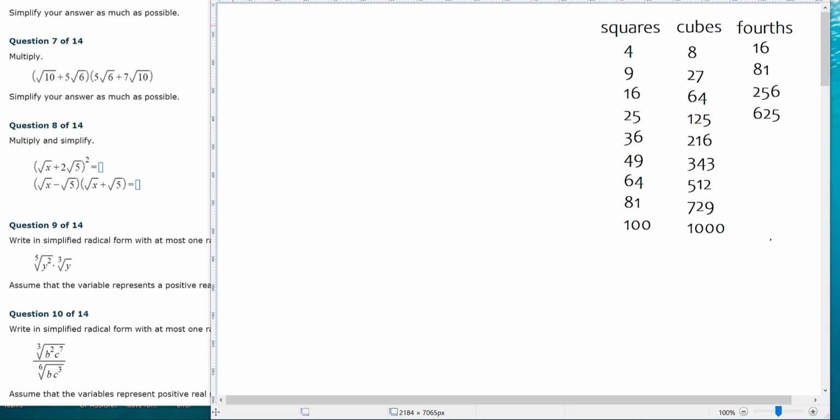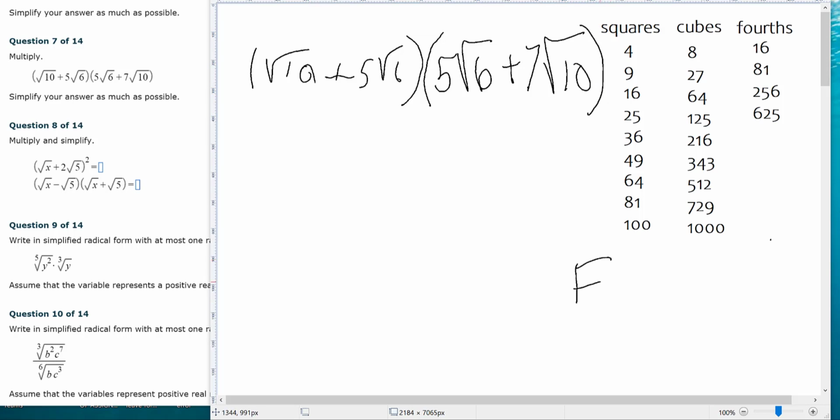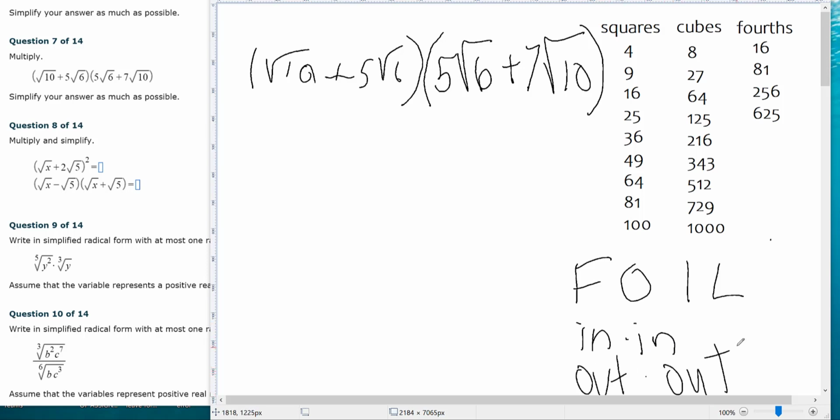Number 7, the square root of 10 plus 5 square root of 6 times 5 square root of 6 plus 7 square root of 10. Now this is the full rule. Remember, first, outside, inside, last. And also we do the inside with the inside and the outside with the outside.